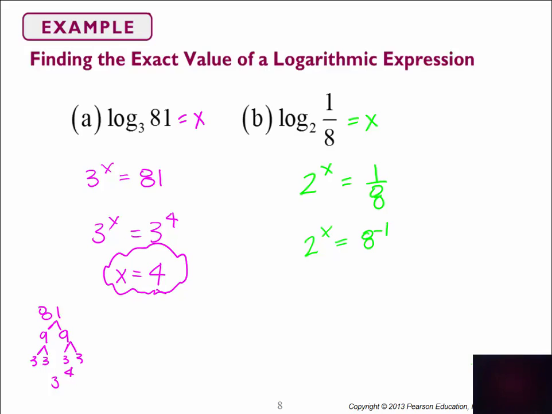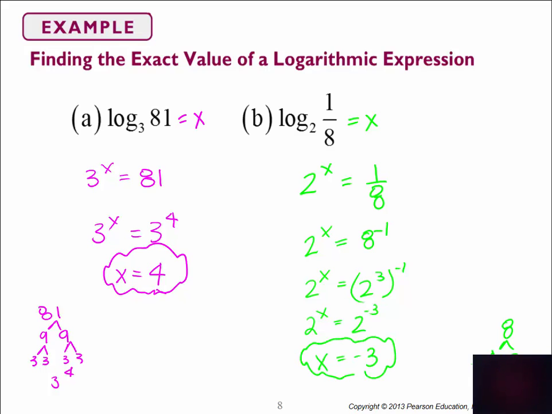And now, can we write 8 as a power of 2? If we do a factor tree of 8, we see that 8 is 2 times 2 times 2, 2 cubed. So 2 to the x is equal to 2 cubed to the negative 1. So 2 to the x is equal to 2 to the negative 3, right? Which means that x equals negative 3.